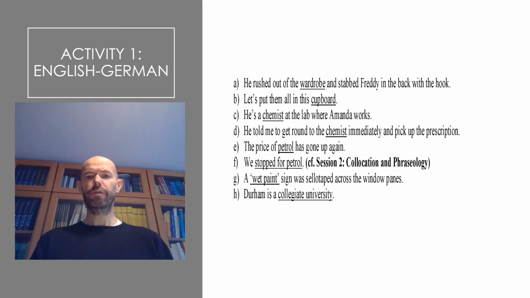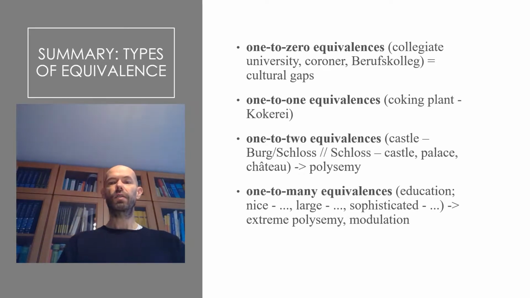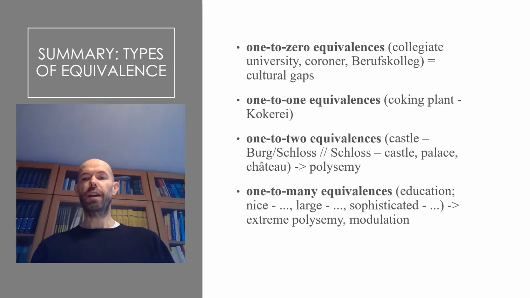Okay, let's see what we've learned from these translations. So to begin with, we've learned that there are several types of equivalence when we translate from one language into another. From English into German, for instance, there are 1-to-0 equivalences, such as collegiate university, no real equivalent in German, no term in German that could substitute for this English word combination. Same with coroner or German Berufskolleg. These are cultural gaps, so we have 1-to-0 equivalences here. And we have 1-to-1 equivalences, as in the case of coking plant, which has a clear, direct, word-for-word equivalent in Kokerei, no other choice possible.